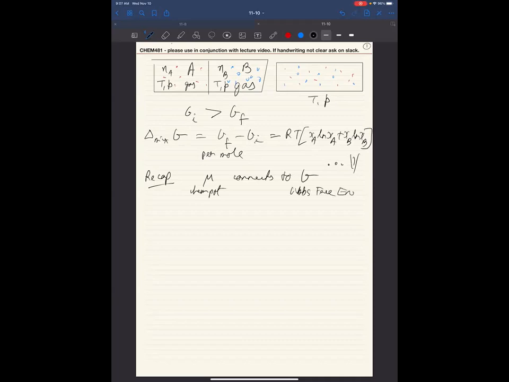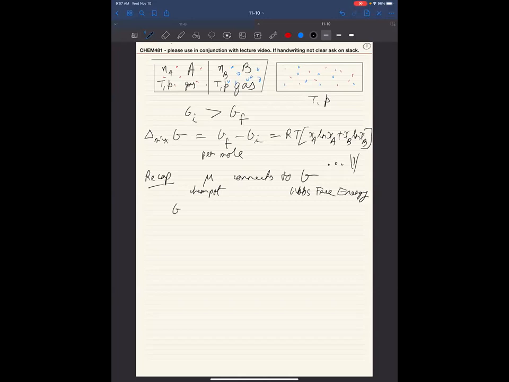I used to forget it when I was an undergrad, and it took me some time to realize that they are really kind of the same thing. So how do we connect these two things? What is the first connection that we have between G and mu? Anyone remembers? Go ahead.